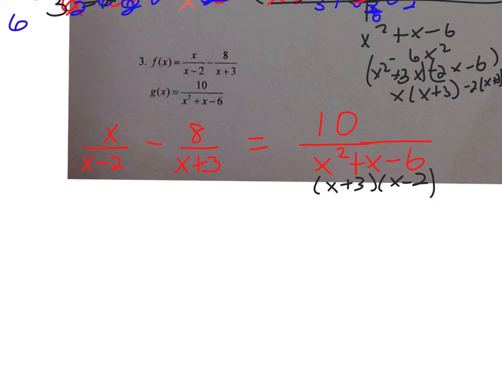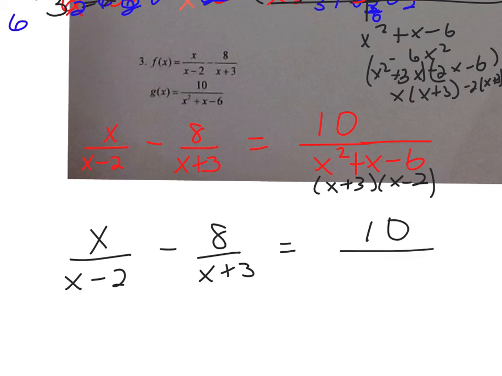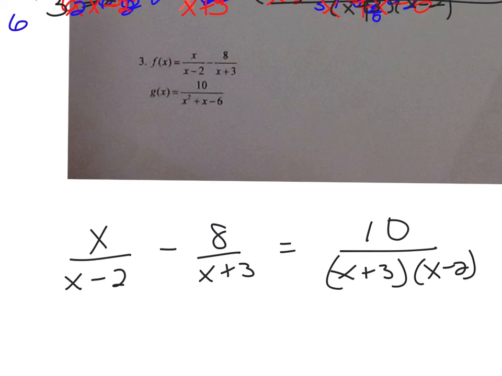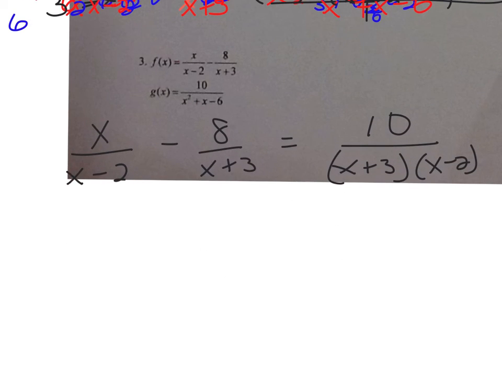Usually when you have rational equations, when you have a trinomial, it usually factors to become at least one of these or both of them. Okay, so I'm just going to rewrite this. So I have x over x minus 2 minus 8 over x plus 3 equals 10 over x plus 3 times x minus 2. Okay, so now let's see what we have here. So I have all these binomials in the denominator. So put parentheses around them so you know it's grouped together.